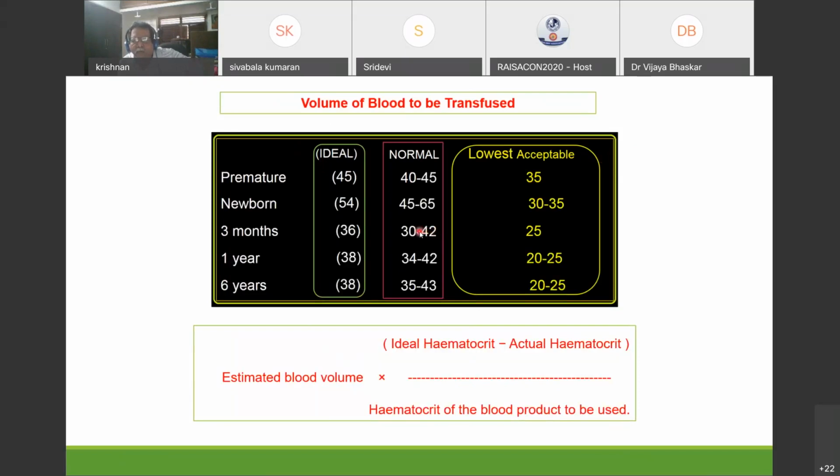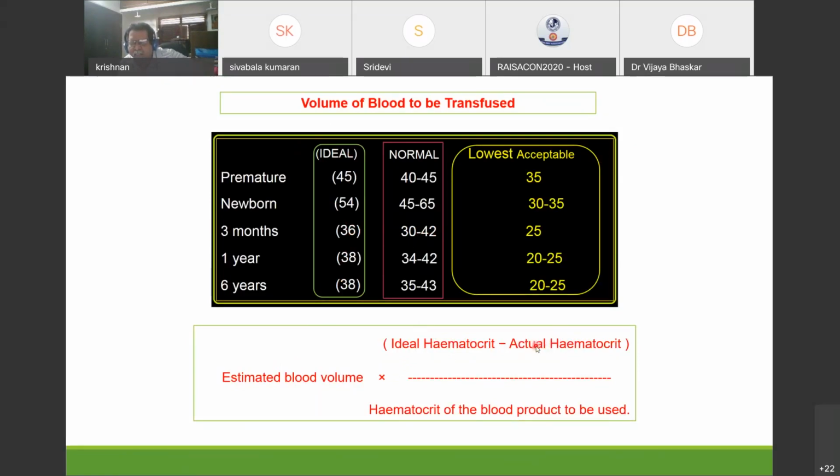Now I want to give blood for this patient, but I don't want it to reach 30 alone. So ideally I would like my post-transfusion hematocrit to be 36. So I'll have to reach the ideal hematocrit. This is calculated by estimated blood volume into what I want to reach, minus the hematocrit after the blood loss.